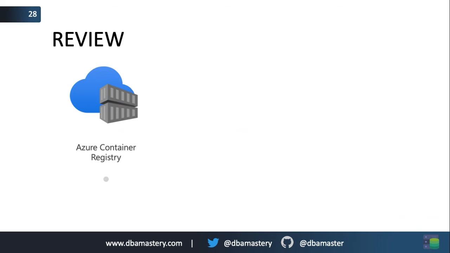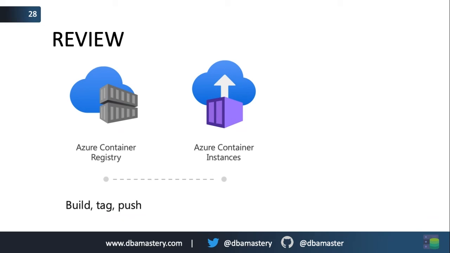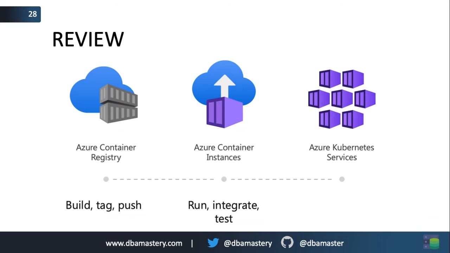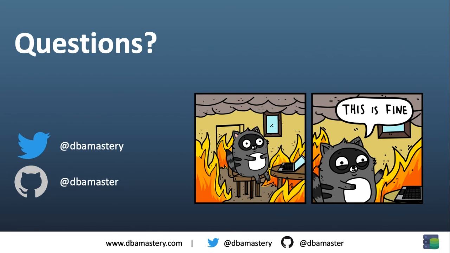So, a quick review. Azure Container Registry is the service that allows me to build, test, and push images into Azure. Then I have Azure Container Instances, where I can run, integrate, and test my containers on the cloud. And finally, I have Azure Kubernetes Service, where I can deploy, orchestrate, and scale my containerized applications, in this case SQL Server, on Azure. Okay, so I think we're done.